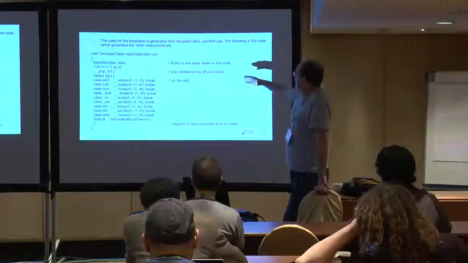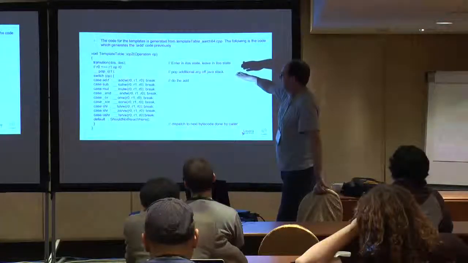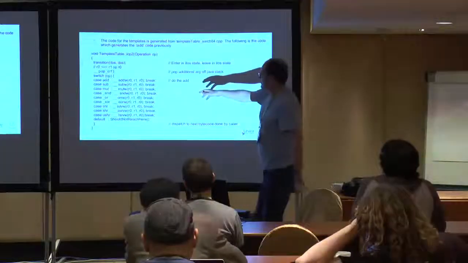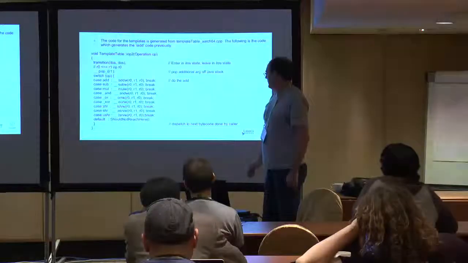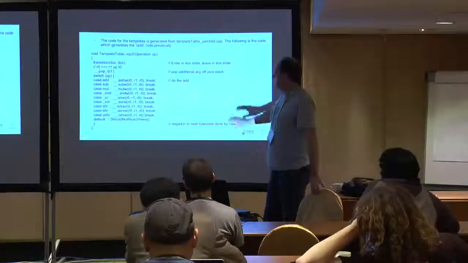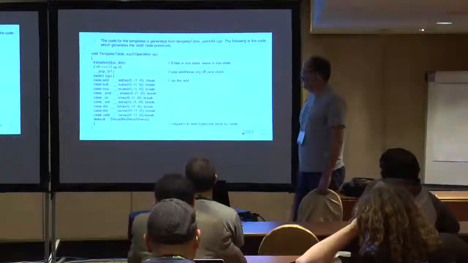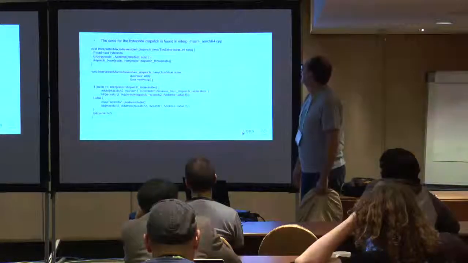Okay. We need one additional argument off the top of the stack for the second operand, and then we just switch on the op and generate add, sub, whatever it is, and then at the end it's just going to return, and the caller will generate the dispatch code for the subsequent bytecodes.